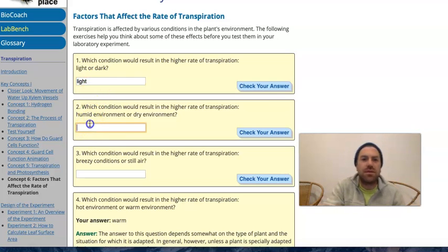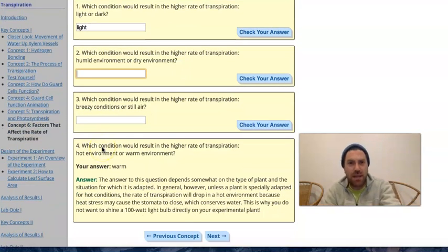2. Which would result in a higher rate of transpiration? A humid environment or a dry? Well, now if it's dry, there's still light, so it's going to be open to do photosynthesis. And humid is still light, so it'll be open to do photosynthesis. So now which one would lose more water? Well, dry is going to lose more water because humid is water in the air.